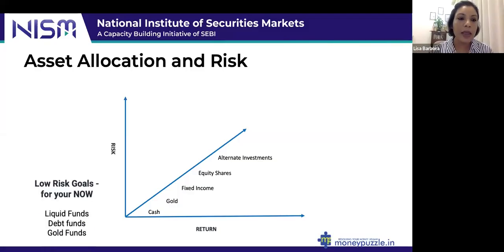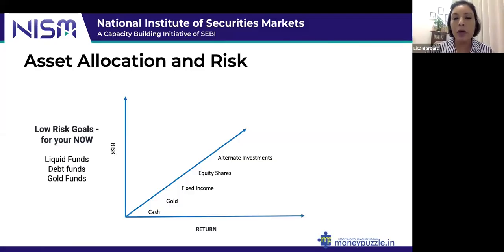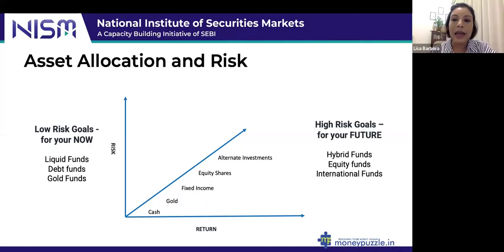Now, low risk goals, as we spoke, which are just a few months or 1 or 2 years away, require your allocation to be in low risk, stable return products like liquid funds, debt funds, gold funds. And we will talk about this slightly later. And high risk requires the exposure to equity, like hybrid equity funds, and international funds can also be included in this. And now we can, I think, start talking about particular types of funds that are available to you and how you can include them in your portfolio.